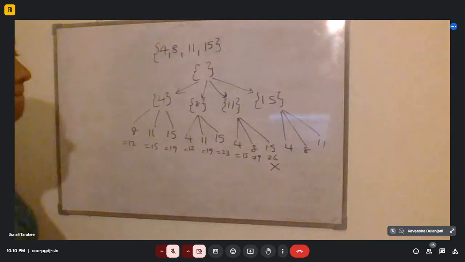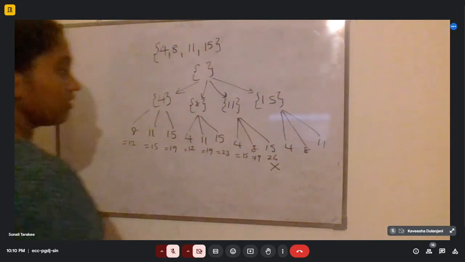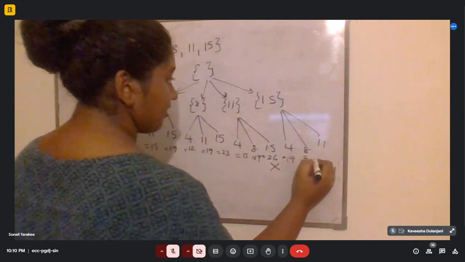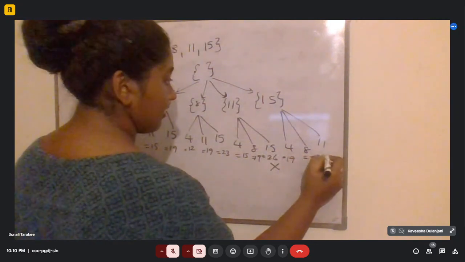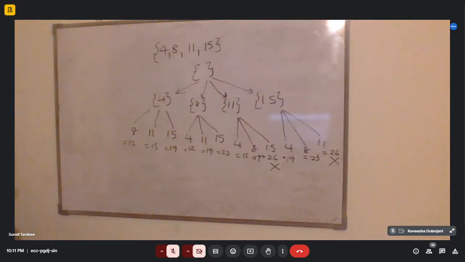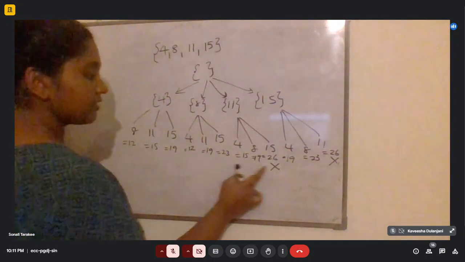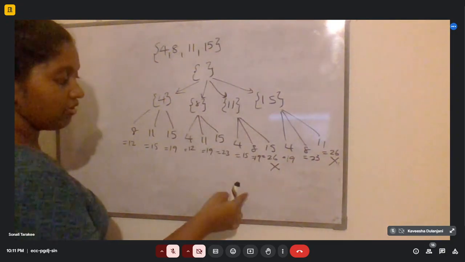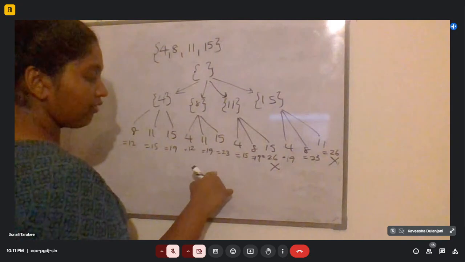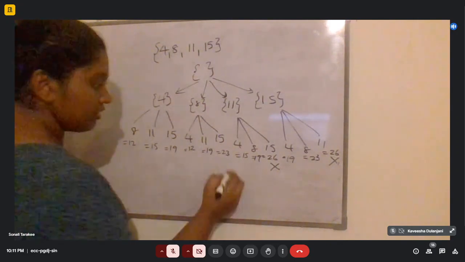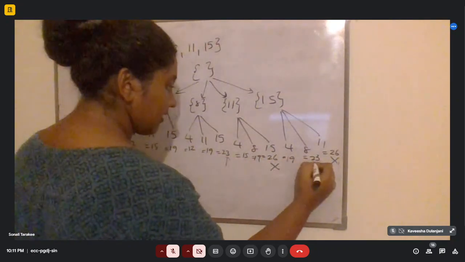Here, 15 and 4 you get 19. Here you get 23. Here you get 26. Again, this can't be continued. Others can be continued, but here 23 is the last one you can get, because with 8 and 15, the remaining ones are 4 and 11. So even if you take 4, 23 plus 4 is 27, which is greater than 25. So these are the last ones here.